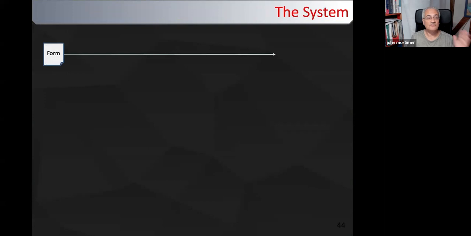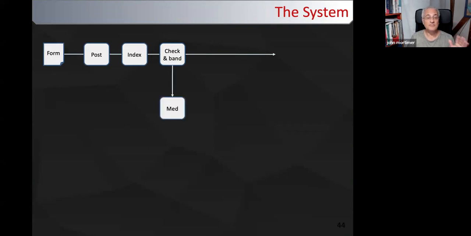So a form or a demand comes in through the website. If it's in the post, we have to index it, we have to sort it, we have to check whether it's correct, and we have to check what band they're on. So initially, everyone is on a bronze band until we know what their necessities are. It may be that they submit a medical form. And if they submit a medical form, we have to do some extra work.